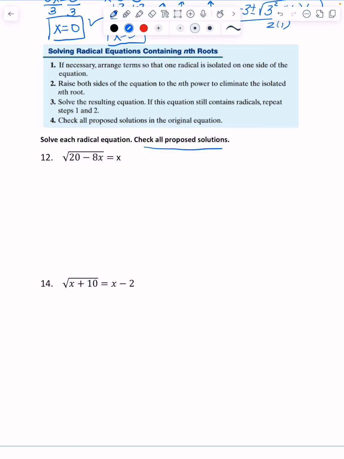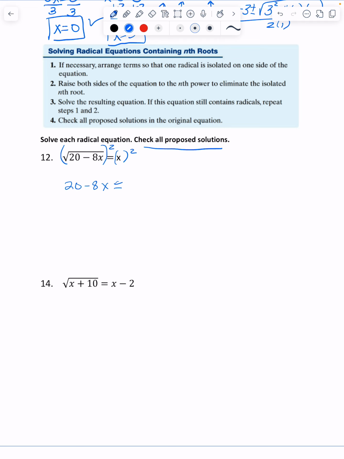We start off with an easier problem with number 12. You can see that the radical is on one side by itself. It is a square root, so the opposite of taking the square root is we're going to square both sides. That's what the textbook means by taking it to the nth power to eliminate the root. Because when you square this square root, you only get the base. When you cube a cube root, you get what's left under the radical.